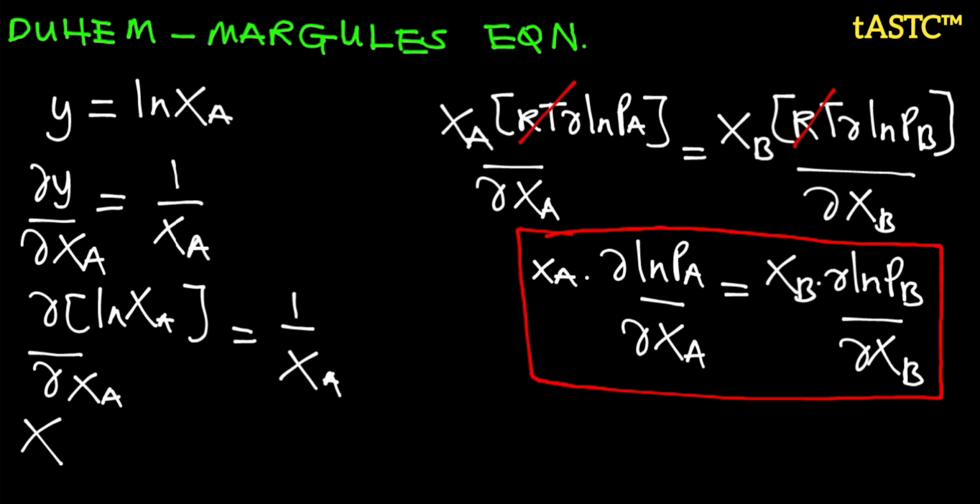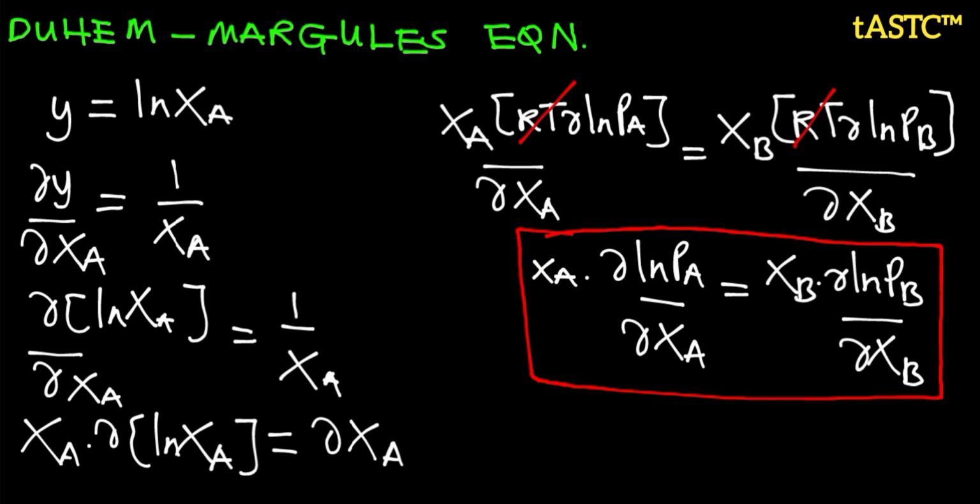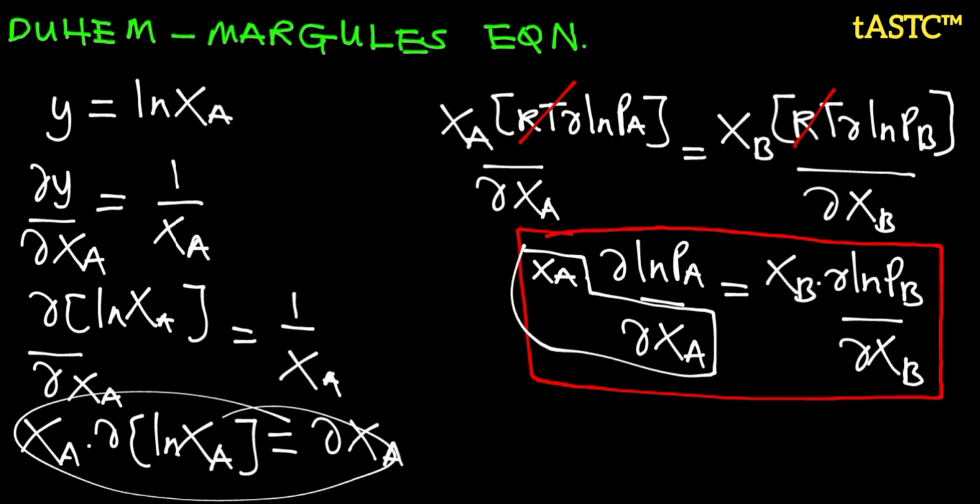So this is going to give us x sub a multiplied by d ln x sub a. And on the other side, we're going to have a 1 multiplied by dx sub a, which should actually give us dx sub a. Now, you know that we actually have an x sub a as well as a dx sub a within the highlighted equation. So what I want to do is make this look like this. I want to change this and create a form that looks like this on the other side.